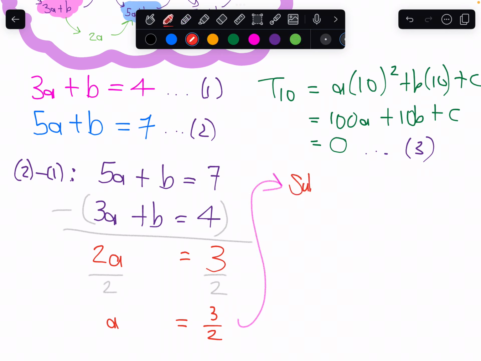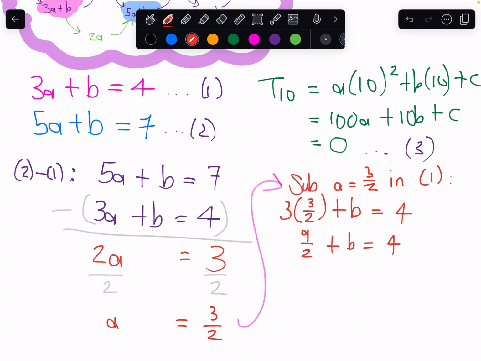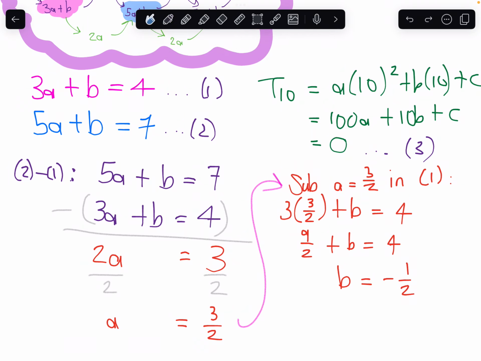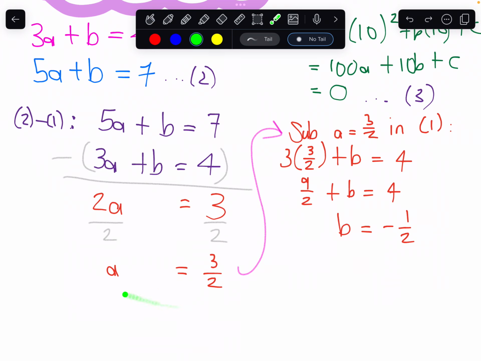So sub a is equal to 3 over 2 in whichever equation makes your heart happy. So I'm going to choose equation number 1 and put my a in there, and we get 9 over 2 plus b is equal to 4. 9 over 2 is 4.5, so this has to be minus a half in order for us to get to 4. Okay, so now we've got a and b. Awesome. All we need to figure out is c, and we can do that by putting both these two into that equation over there.